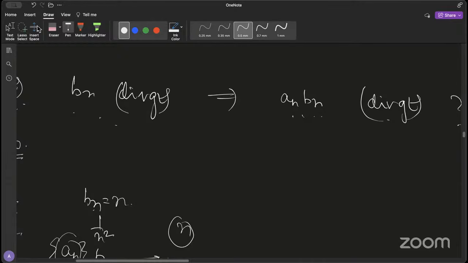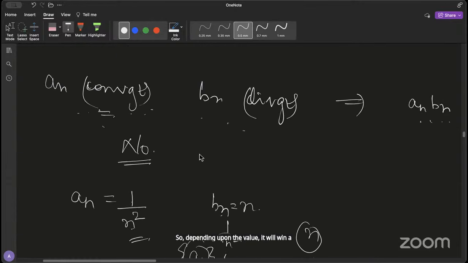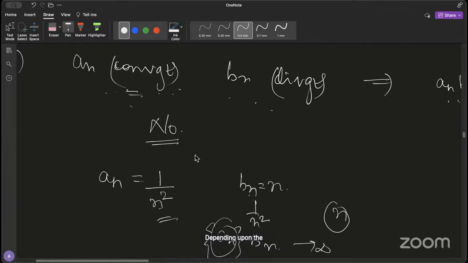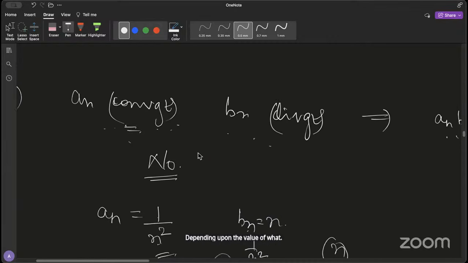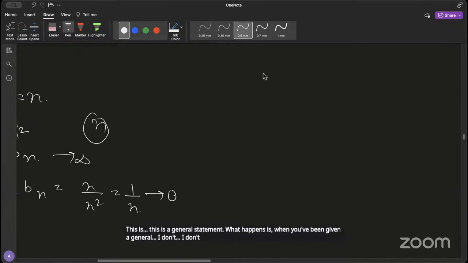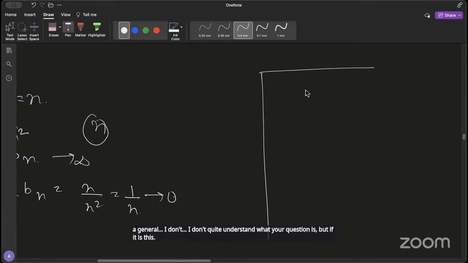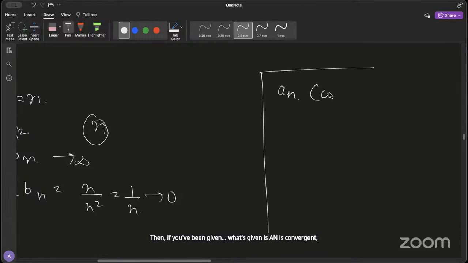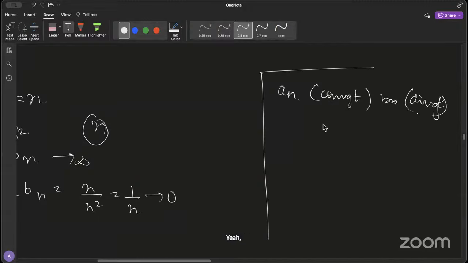So depending upon the value, it will be... depending upon the value of what? an and bn. This is a general statement. When you've been given a general statement, what's given is an is convergent and bn is given to be a divergent sequence. It means it is not true always.